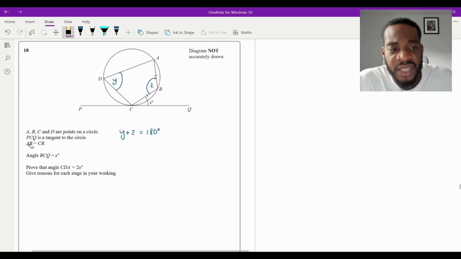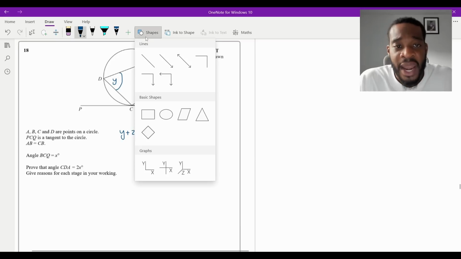However, they have told us that AB is equal to CB, these two lines. Now, these two lines are the same. What I would do is, if I was able to create a triangle with those two sides in it, then I would know that the angles there are the same, and that could prove helpful. And I can do that.